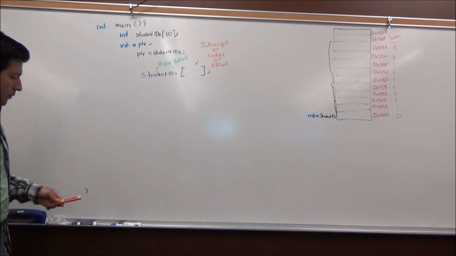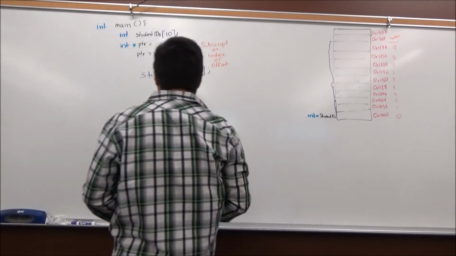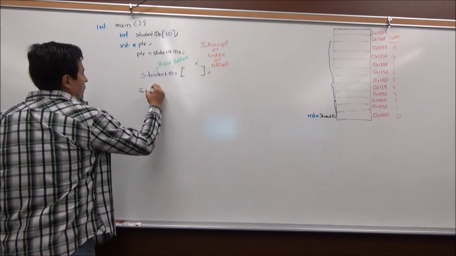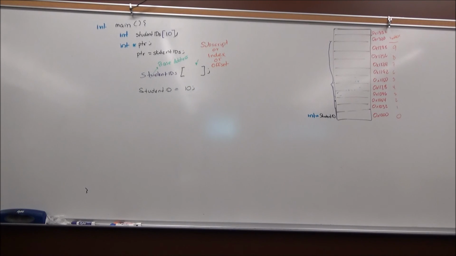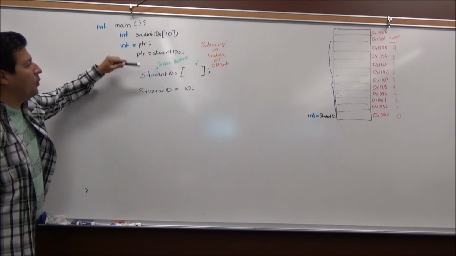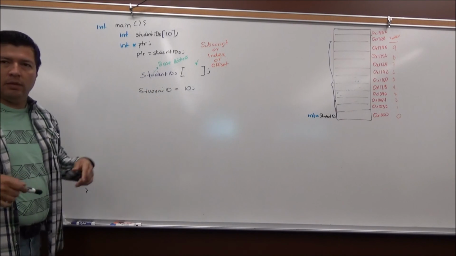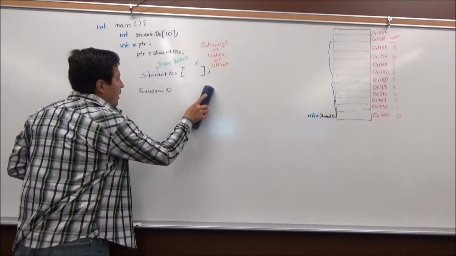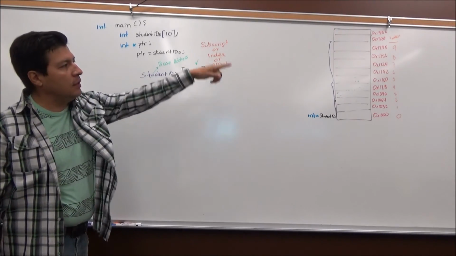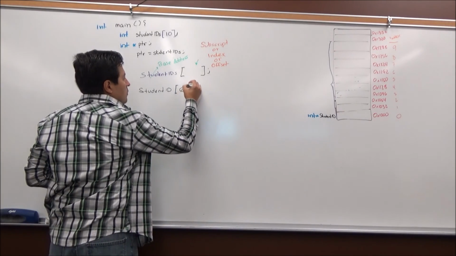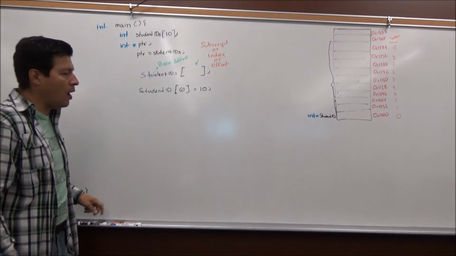So what the computer does, let's say I want to store in the first element the number 10. Can I do this? No, because this is a pointer, right? It's just, instead of pointing to one int, it's pointing to 10 ints. So I can't do that. But because this is an array, I gotta use, what index number is that? 0. I can do that. So now the computer will put the 10 here.